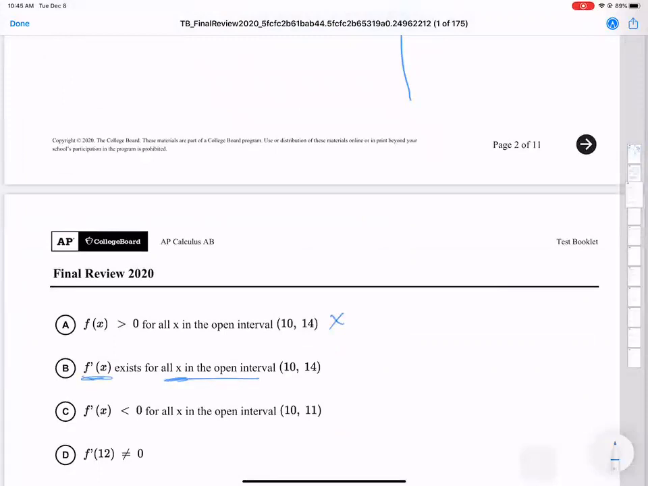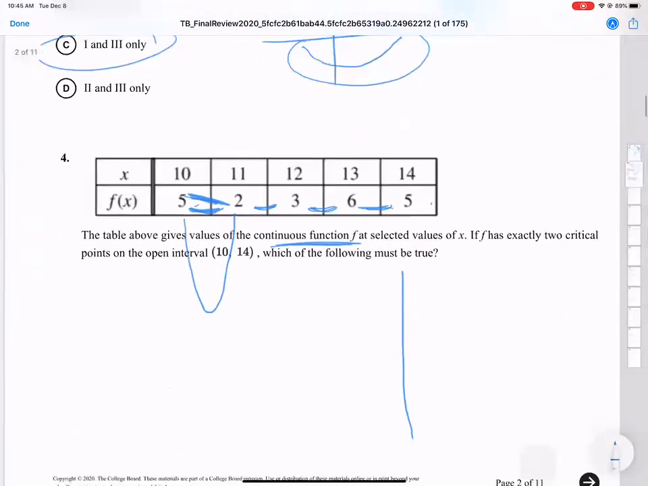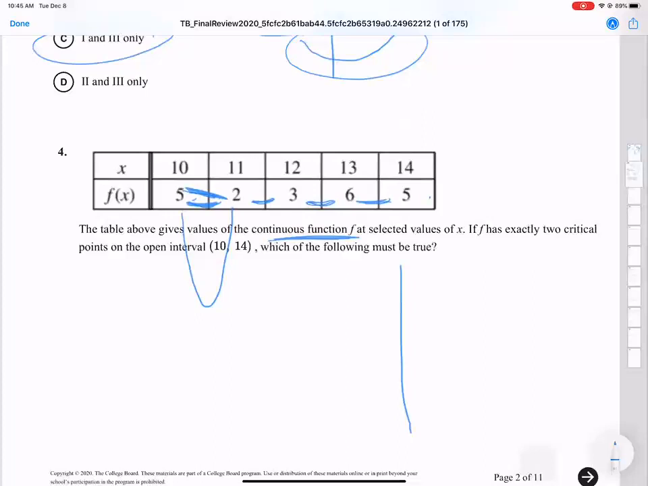Two. F prime exists for all x values. Is this going to be true? Can you tell me that there's a derivative for all these values? Okay. When do derivatives happen? Derivatives happen when it's continuous, right? And it's a smooth curve. Can you guarantee me that it's always going to be a smooth curve between these values? Or maybe there's a corner here?